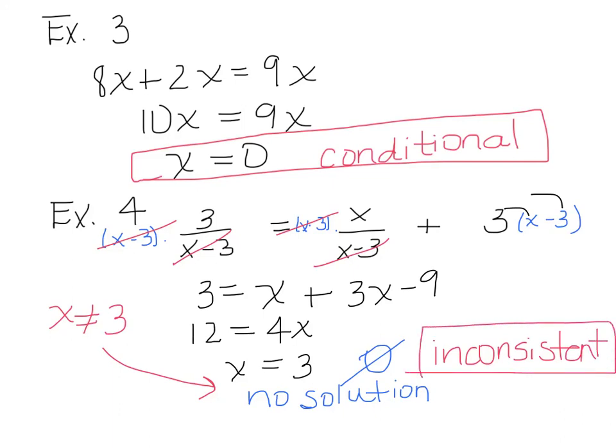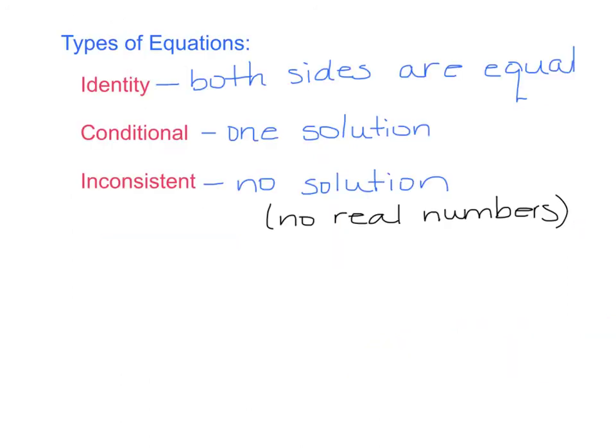So we have identity, where everything comes out to be true, conditional, where you actually get a value for x, and inconsistent, no solution. This is a summary of the types of equations. Identity means both sides are equal. That means this equation is true for all real numbers.